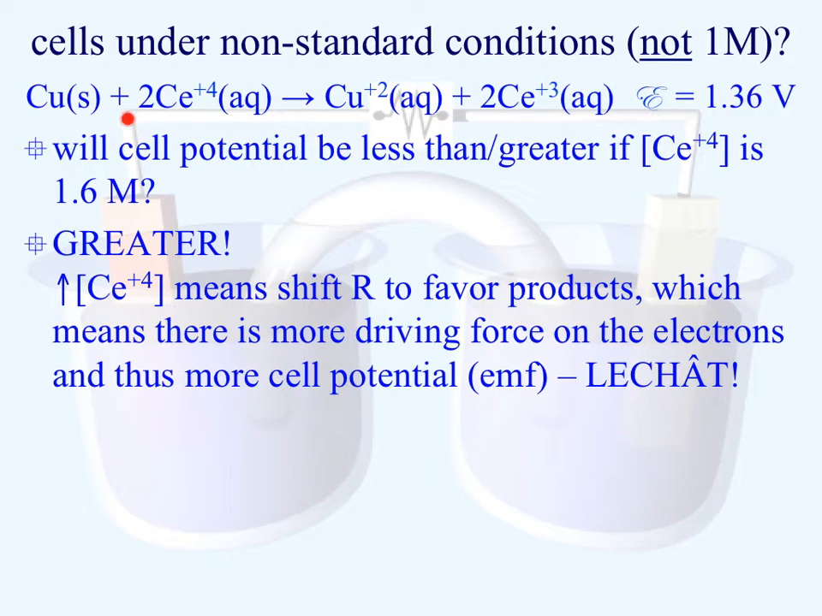If we increase the amount of reactants, just like we see in regular chemical reactions that we've been discussing so far, typically what's going to happen is you're going to shift to the right towards your product. So increasing the concentration of that cerium-4 is going to shift the equilibrium to the right side, which will help favor products, which means there'll be more electrons being released and basically more cell potential, or a larger E value associated with this specific reaction.